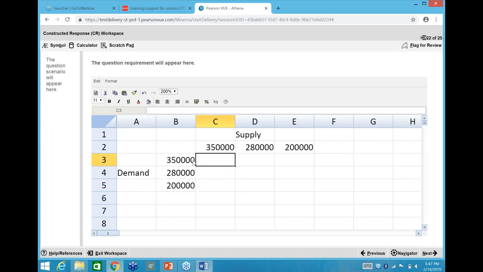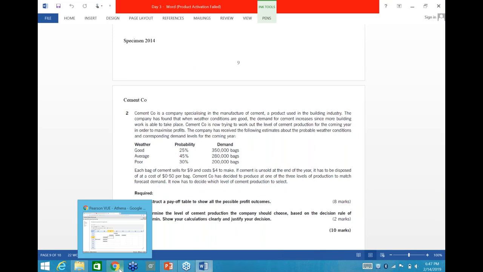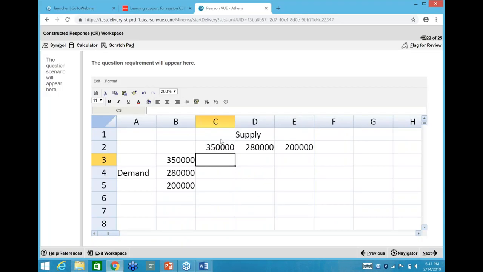So if supply is 350,000, according to the question, I am selling for 9, I'm producing for 4, disposal cost is 50 cents. Okay. So 350,000 into 9 minus 350,000 into 4. That's your answer.